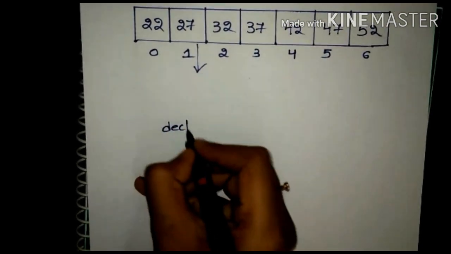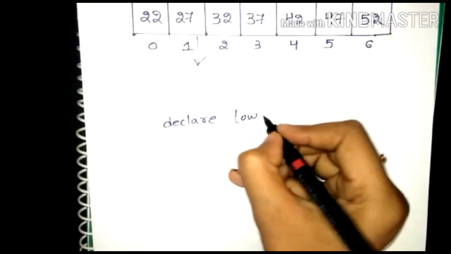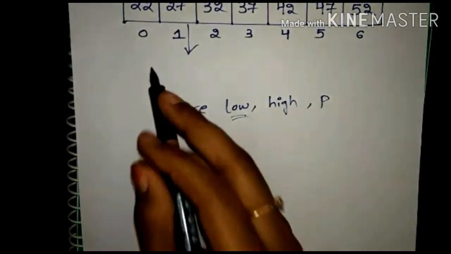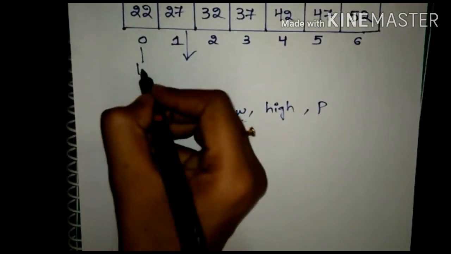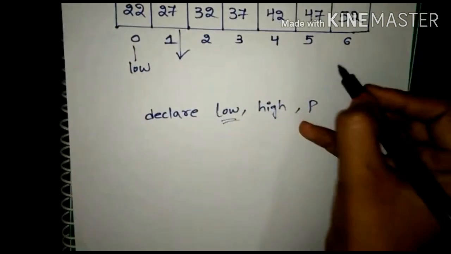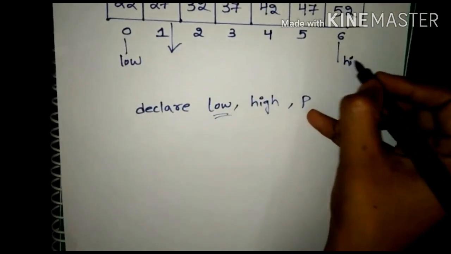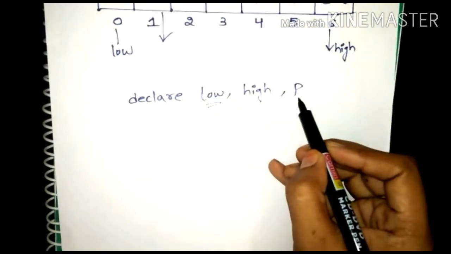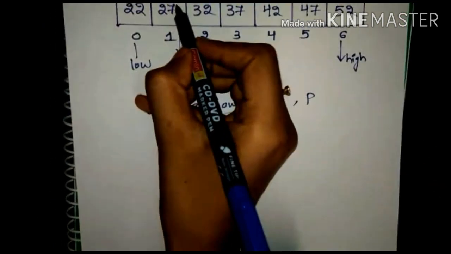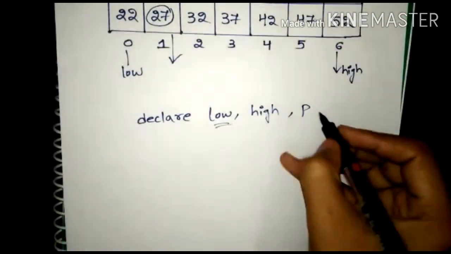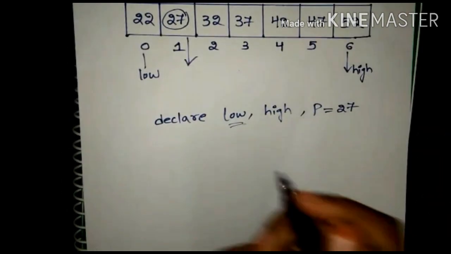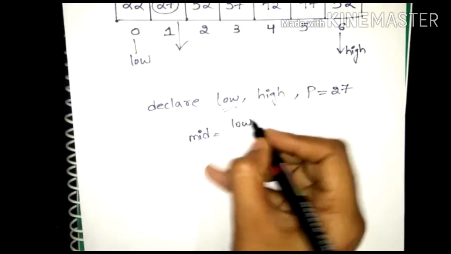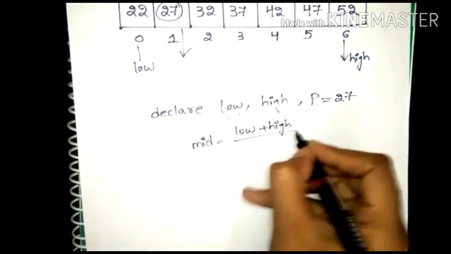Now we have to declare the variables low, high and p, where low indicates the minimum index of the array, that is 0, and high indicates the maximum index of the array. In the example, the maximum index is 6, so high is 6, and p refers to the target value, the element which we have to search in the list, that is 27. Then we have to find the mid value. Mid is equal to low plus high, divided by 2.